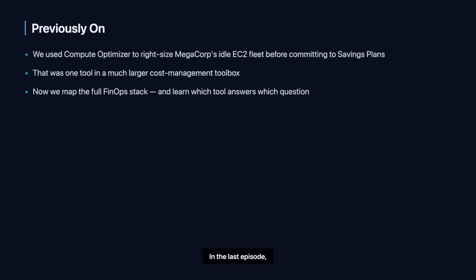In the last episode, we used Compute Optimizer to right-size MegaCorp's idle EC2 fleet before committing to savings plans. That was just one tool pulled from a much larger cost management toolbox. Now we're going to map the whole stack, the full practice of financial operations, or FinOps, and learn which tool answers which financial governance question.